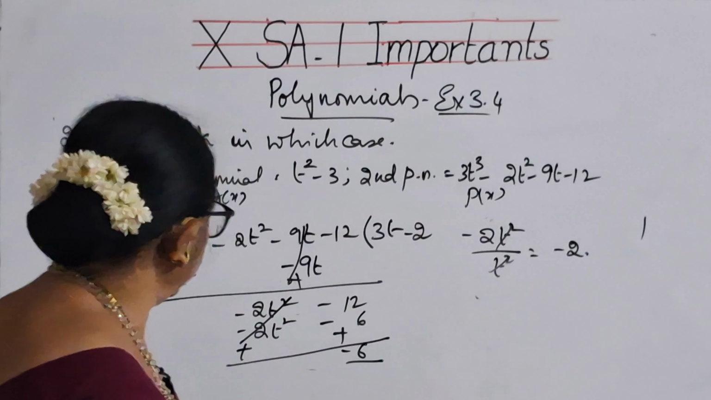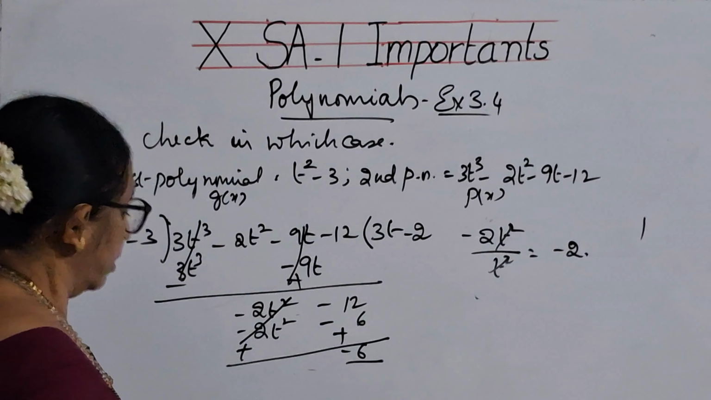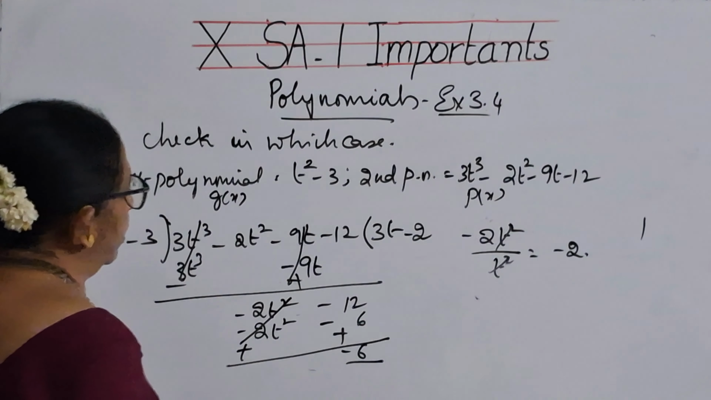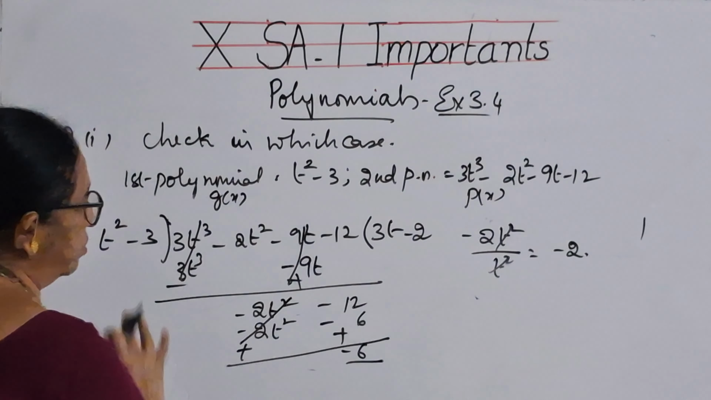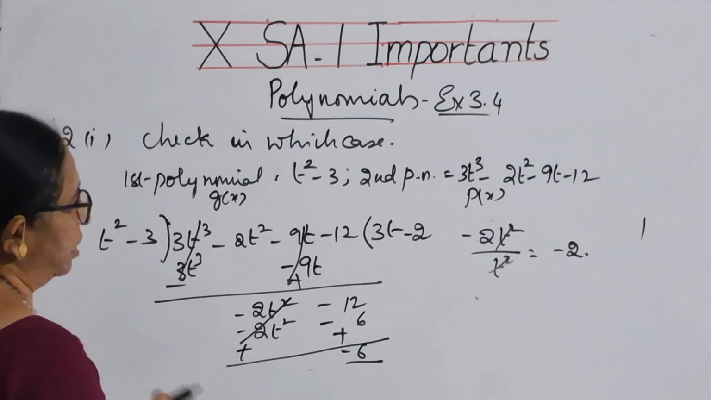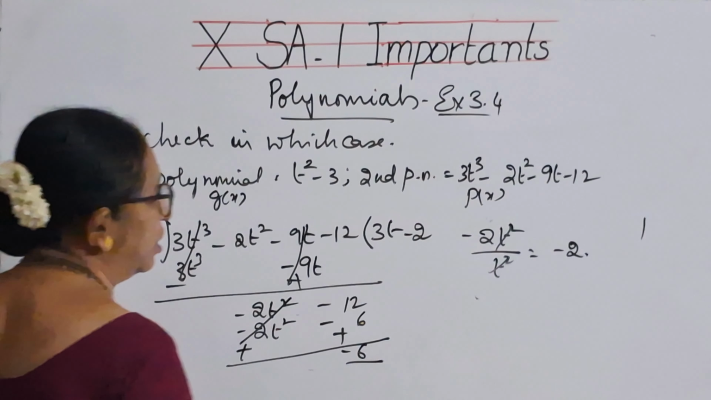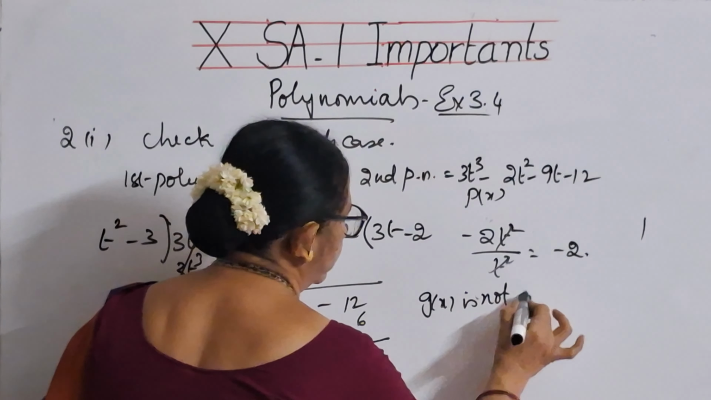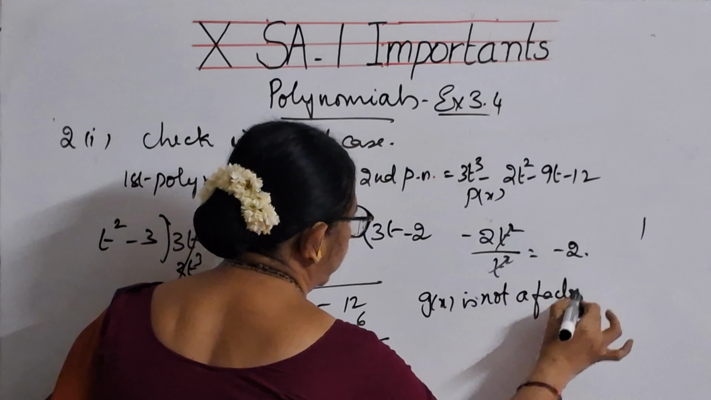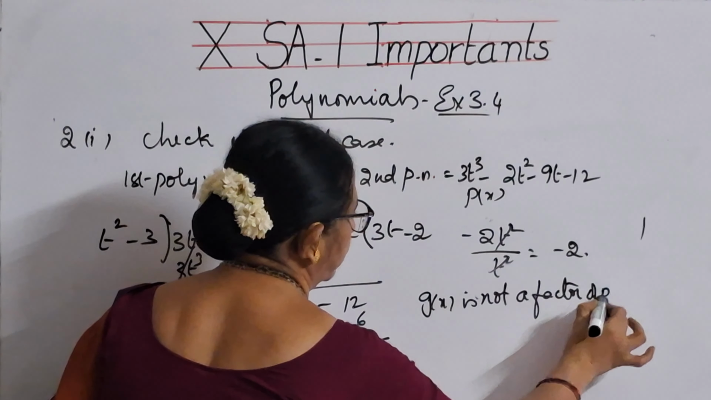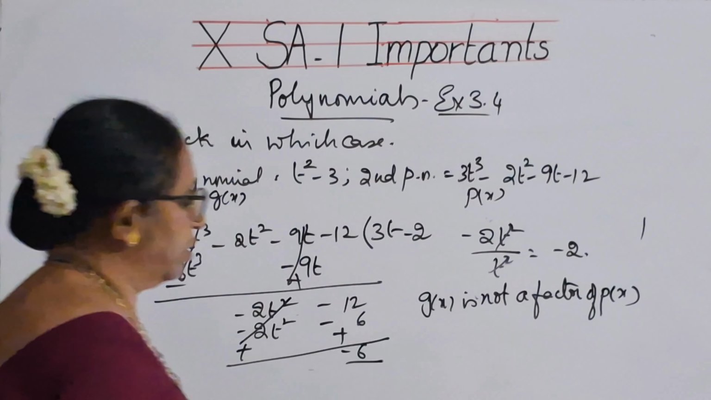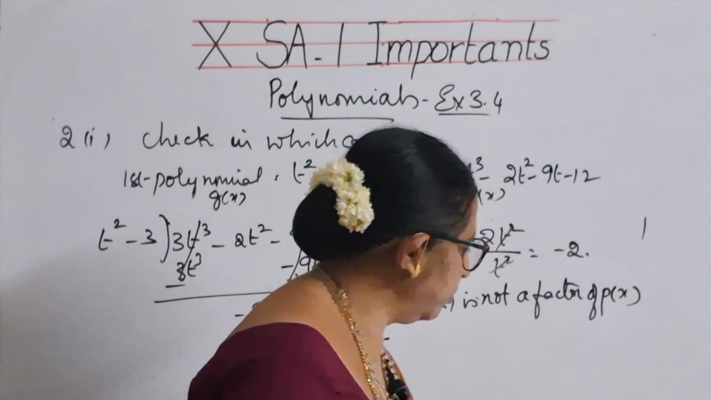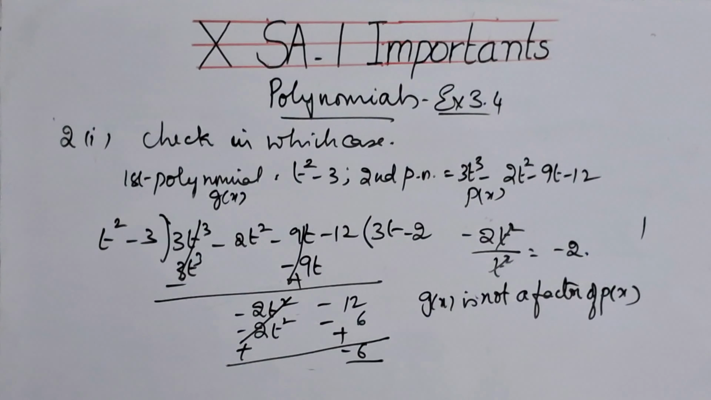So since you are getting its value as minus 6, this is the first problem, children, what I am doing. I will do the second problem also. If you are getting minus 6, this is the remainder you are getting. So is it a factor, children? No. So g of x is not a factor of p of x. You will be writing like this: g of x is not a factor of p of x because it is not getting divided. So please write down.